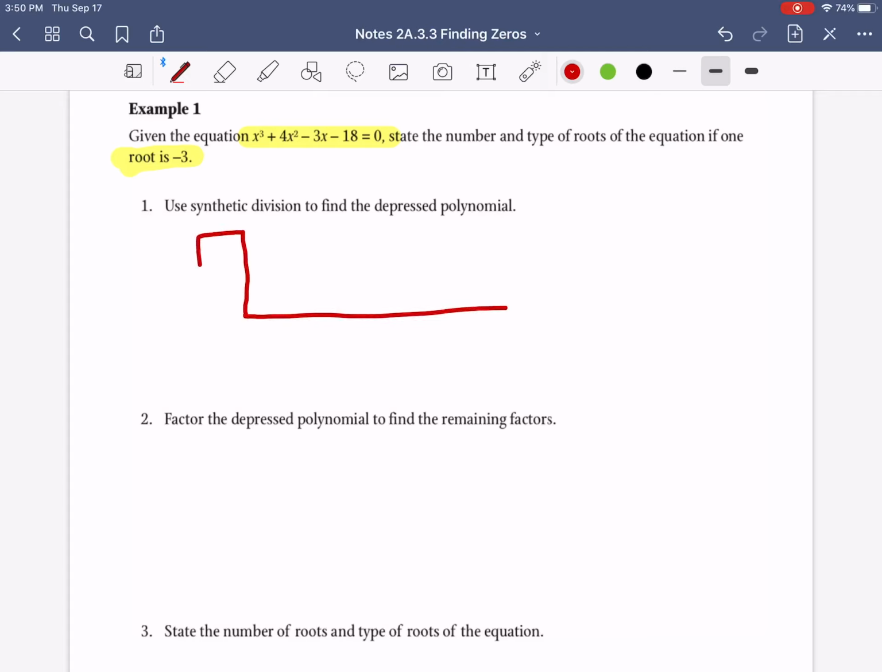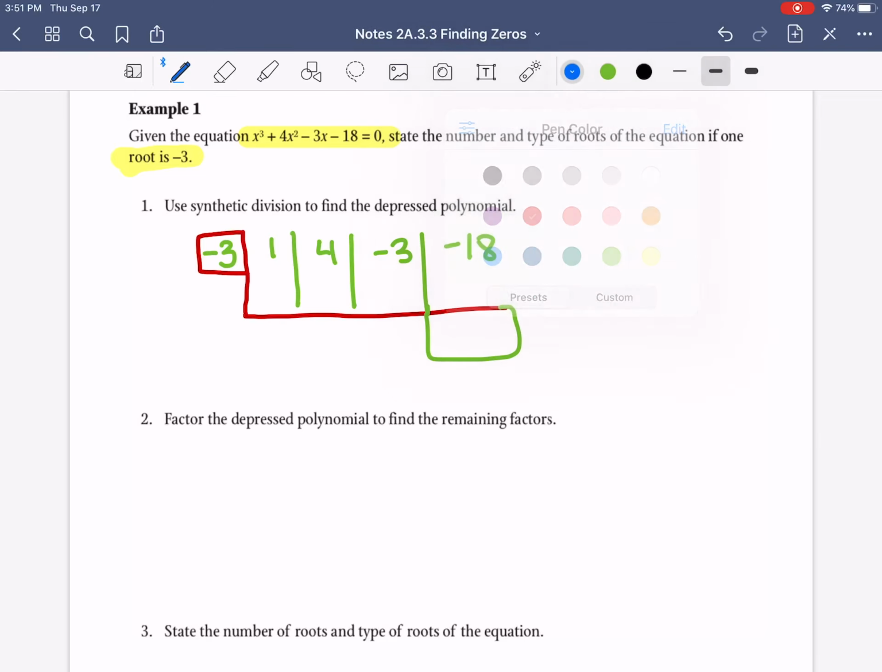Okay, so if you guys remember how synthetic division works, they gave us the root. They say the root is -3, so that's what we put in the little box. And then we look at our coefficients. I have 1x cubed, 4x squared, -3x, and my constant's -18. I don't need any 0 terms since I didn't skip any of my exponents.